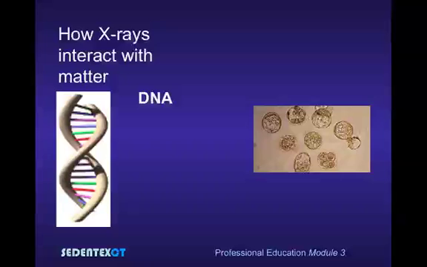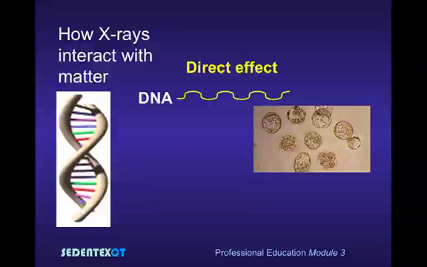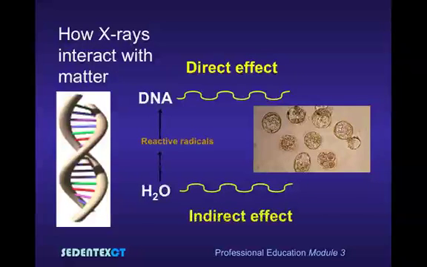Although any molecule within a cell could be damaged, we tend to think most about a very important molecule within cells, the DNA. An X-ray photon could directly impact on a DNA molecule and cause damage to it by ionization. Alternatively, an X-ray photon may interact with the commonest molecule in any cell, water, and break this molecule up into reactive radicals, which in turn can go on to damage the DNA.